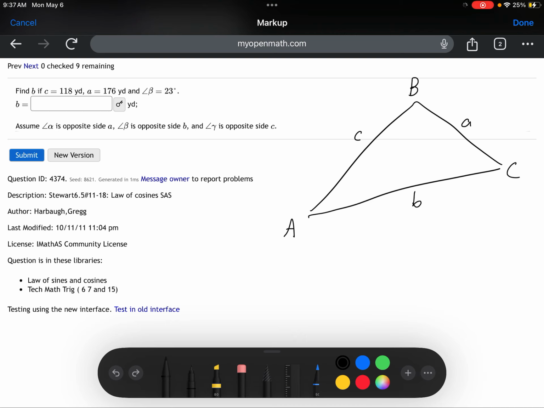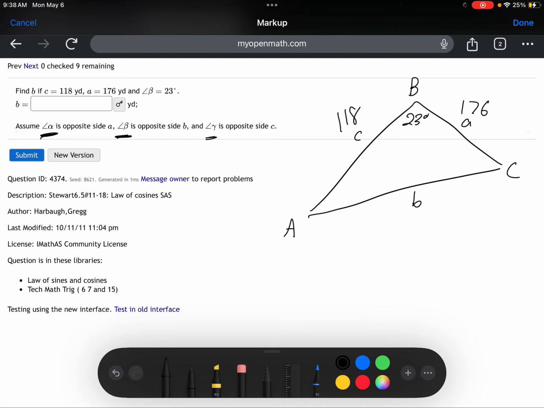Then they tell us that C is 118, lowercase c, that A is 176 yards, it's lowercase a, and that angle beta is 23 degrees. When they're talking about angle beta, that's this weird thing right here, a lowercase beta, might be uppercase, I'm not even sure, it is Greek. Assume that angle alpha is opposite A, angle beta. All they're saying is that these are alpha, beta, and gamma, those angles. That's all they're saying. And they tell us that angle beta is 23 degrees. So I'll put this as 23 degrees.